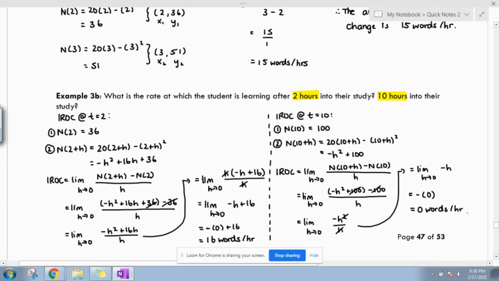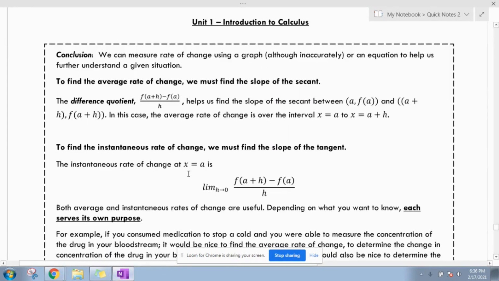So in these two examples, we've shown you how to figure out your average rate of change versus your instantaneous rate of change given an equation. So in conclusion, a lot of the times when we do rate of change from a graph, it's not as accurate, but if you're only left with a graph, then you have to use a graph. But if you're given an equation, you can use algebra to help you figure out your rate of change.